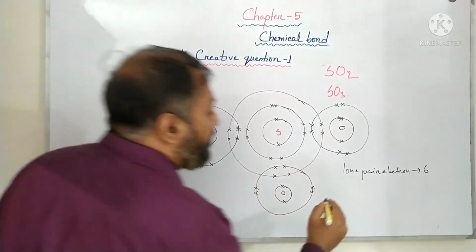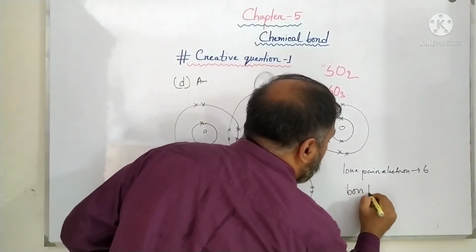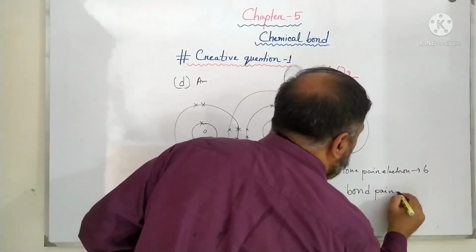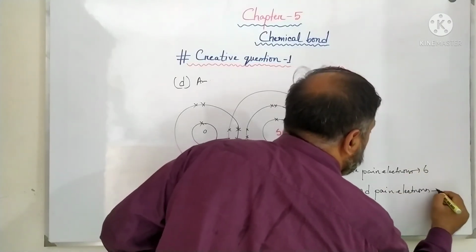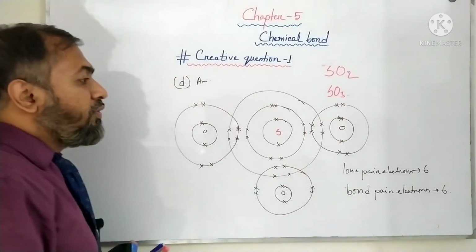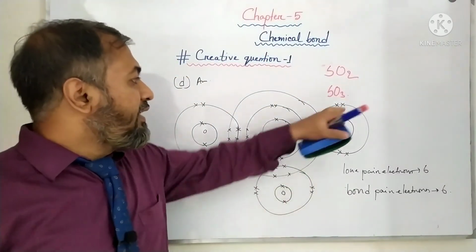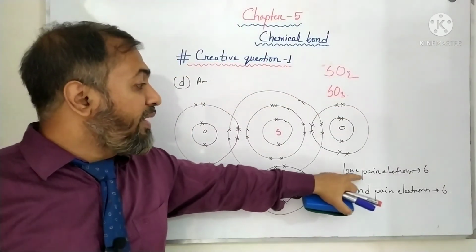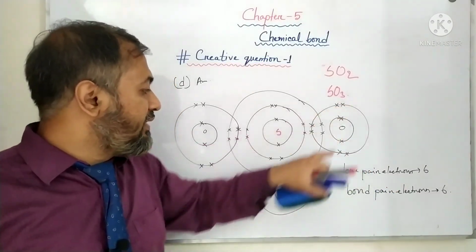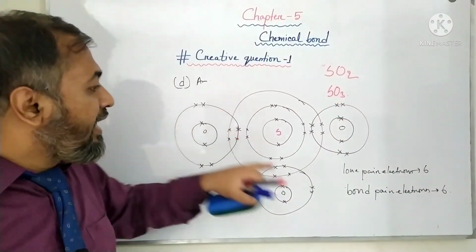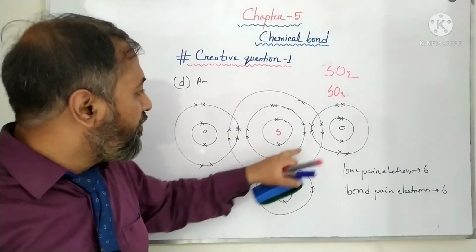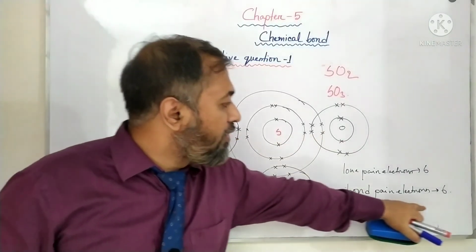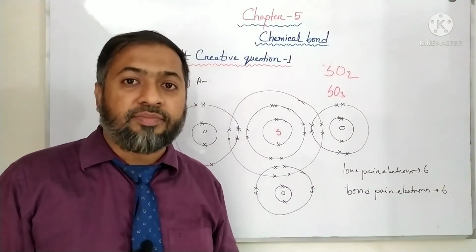So the number of bond pair electrons in sulfur trioxide is also 6. So in the case of sulfur trioxide, the total number of lone pair electrons is 6. These are the lone pair electrons, and the bond pair electrons are 1, 2, 3, 4, 5 and 6. So the number of bond pair electrons is 6.